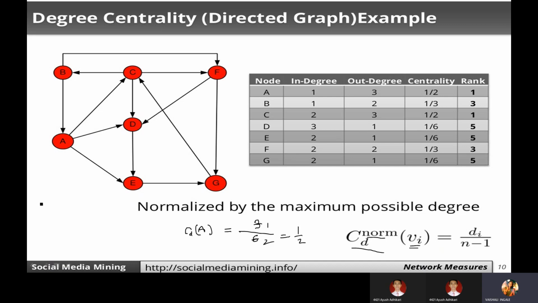Similarly, we calculate the centrality of the vertex B. As it is a directed graph, we focus on the out degree divided by the number of vertices minus 1, which is 6. So it will be 1 by 3 here. In this way, we find out the centrality of a particular graph.